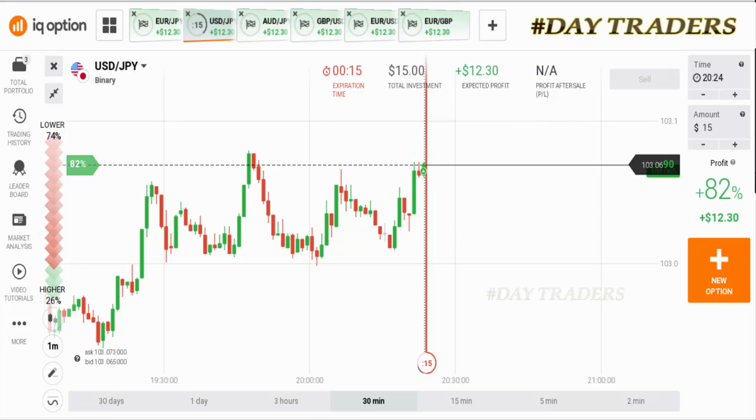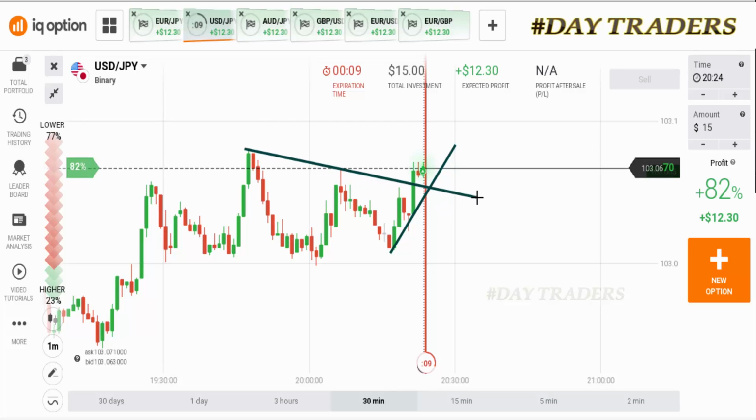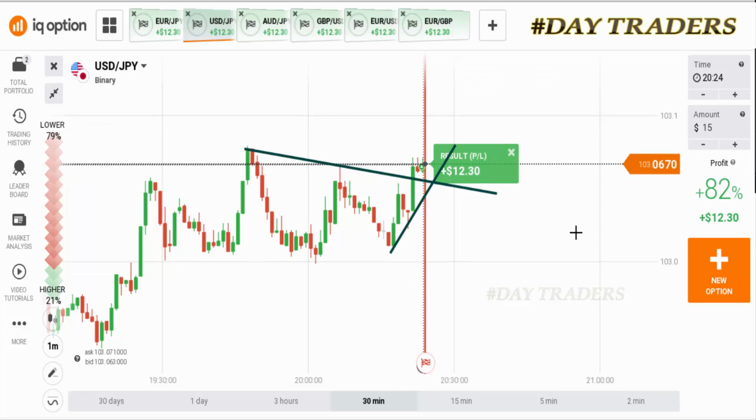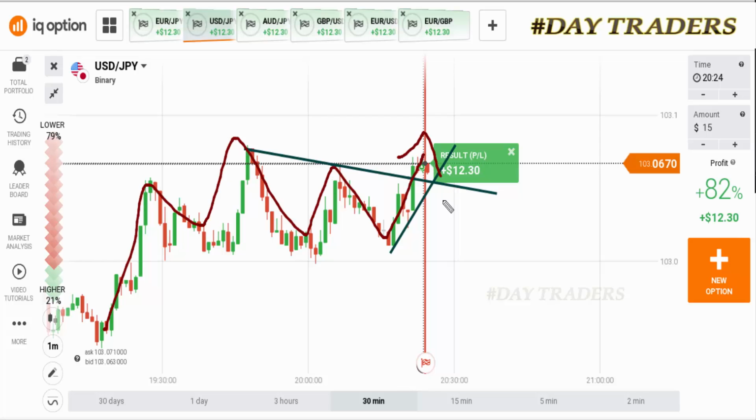Let's see, this is a buyer's area also, but this is also a support and resistance level. Okay, we have only 5 seconds, and this is also a winning trade, but the major level is an uptrend market, so that's the reason I place a higher option.